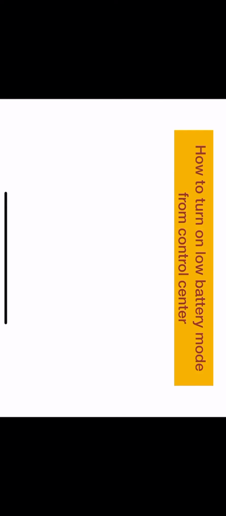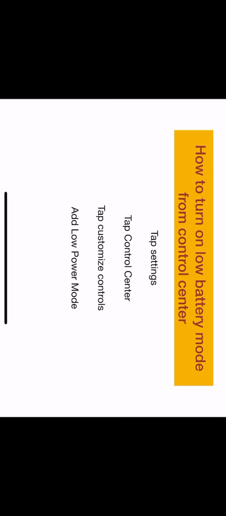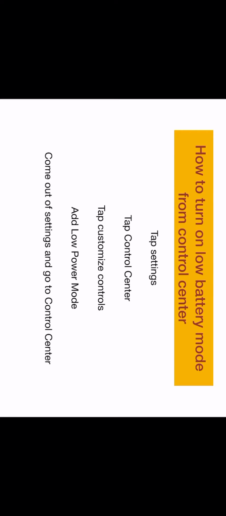Okay, how to turn on low power mode from control center. This is another way. Tap settings, tap control center, tap customize controls, add low power mode, come out of settings and go to control center. Once you do this, low power mode will always be available in the control center, and then you can easily turn on low power mode anytime.